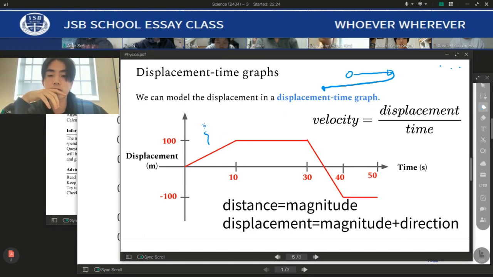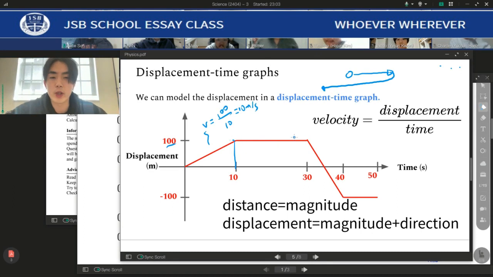Remember, it's displacement divided by time, right? So what's the displacement? 50. Are you looking at this one here, right? Displacement here, 100. 100 divided by time is? What's the time? 10. Good. So the velocity is 10 meters per second, okay?